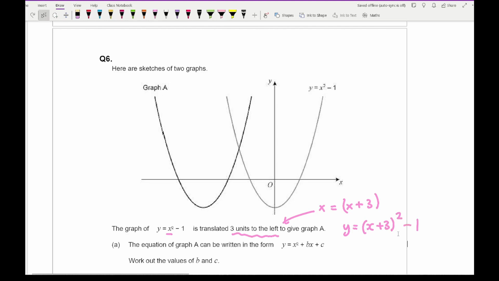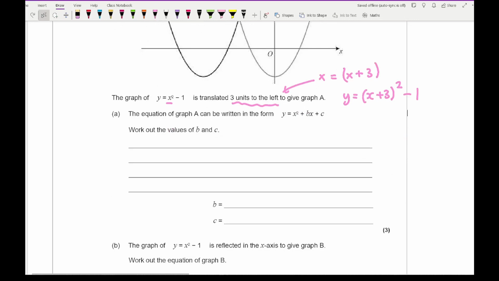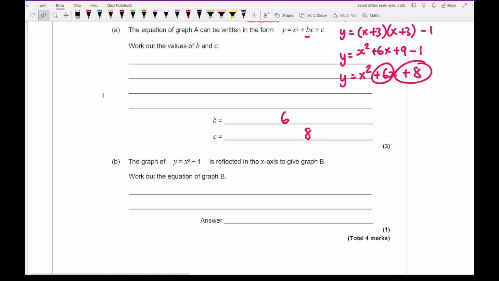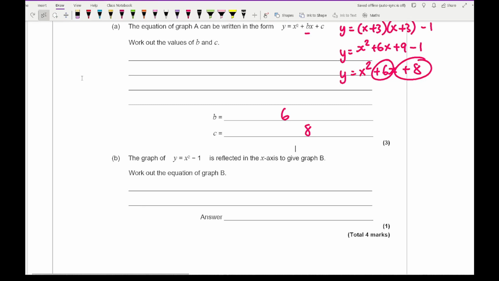Now what I then need to do is expand this equation out. So what I've got is y equals x plus 3 squared, and I can't forget that minus 1. And then from this I've got x squared plus 6x plus 9 minus 1. And that gives me a final answer of y equals x squared plus 6x plus 8. And so here, looking at my b value, that's going to be 6, and my c value is going to be positive 8.